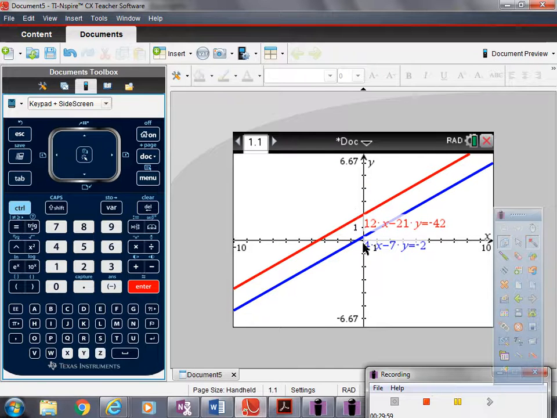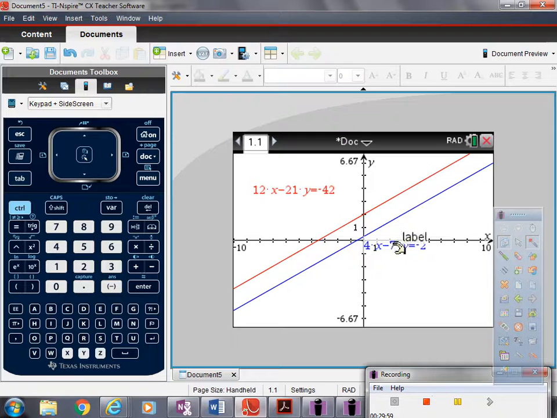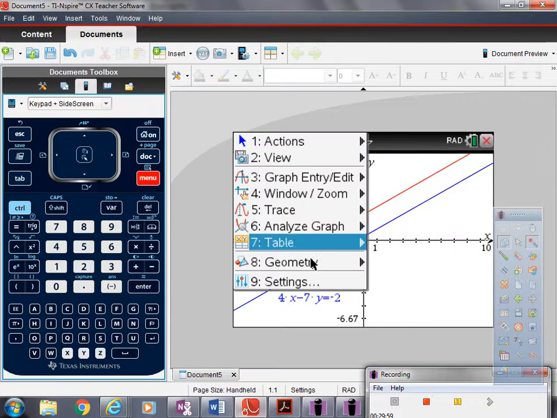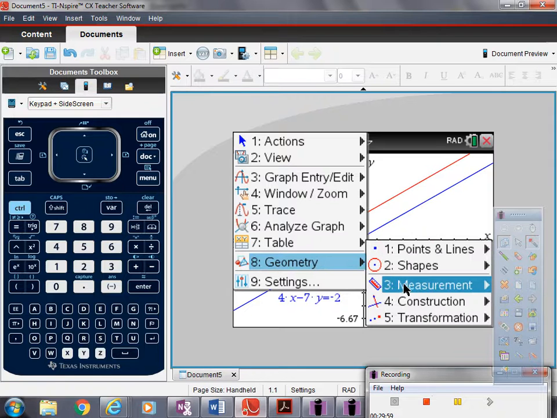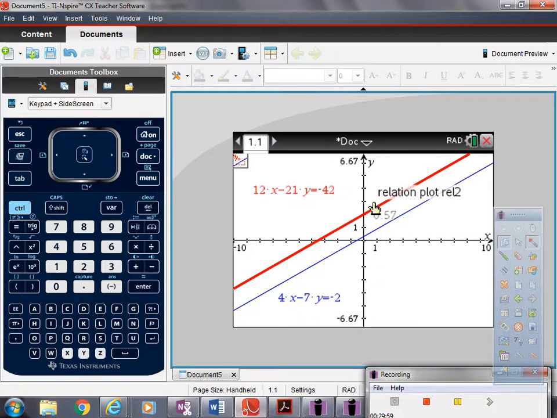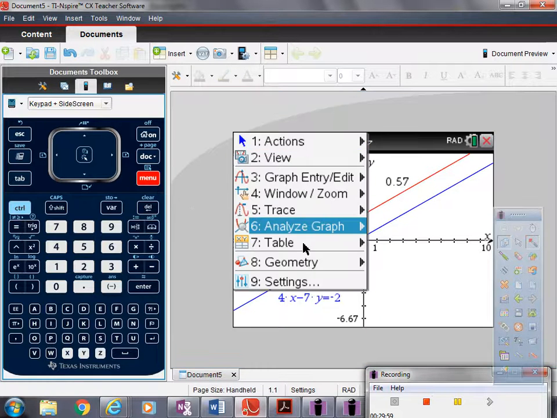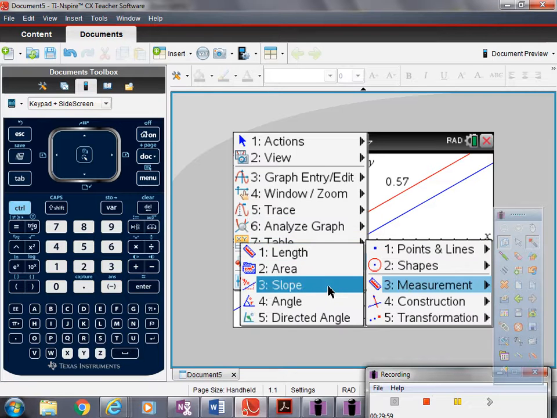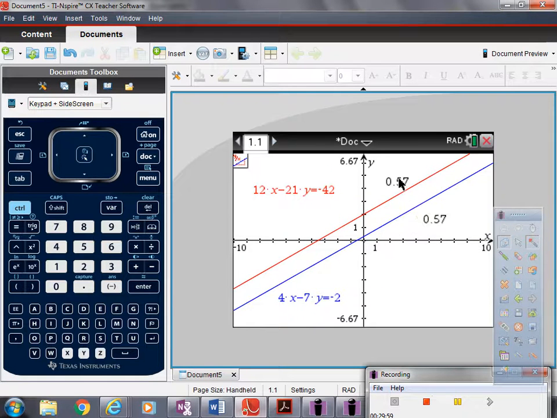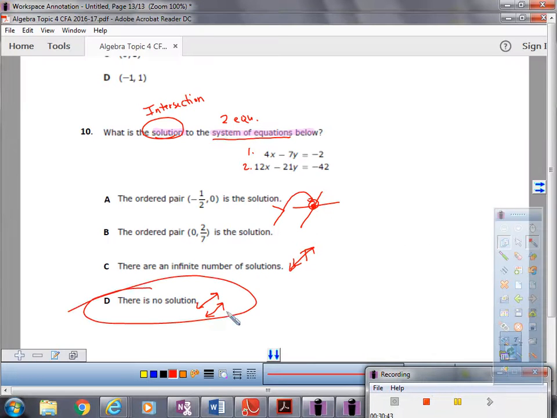Here they look parallel, and so it looks like we don't have a solution going on here. Now to check for sure, they would have to have the same slope, because what if, if we extended more this way, maybe they intersect over here. So it's always good to double check. You can check by looking at the slope. So go to Geometry, go to Measurements, go to Slope. Click on this line. See what kind of slope that has. 0.57. Do the same thing for the other one. So Geometry, Measurement, Slope. Click on this line. They have the same slope. That means they are parallel. So yes, no solution for this one.